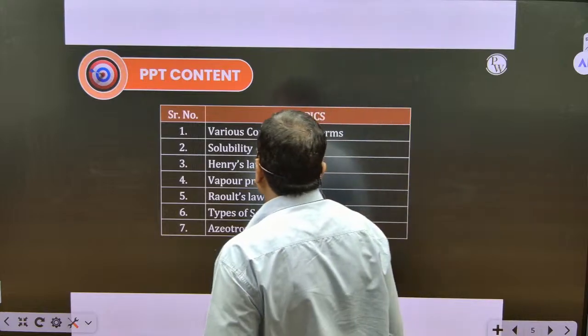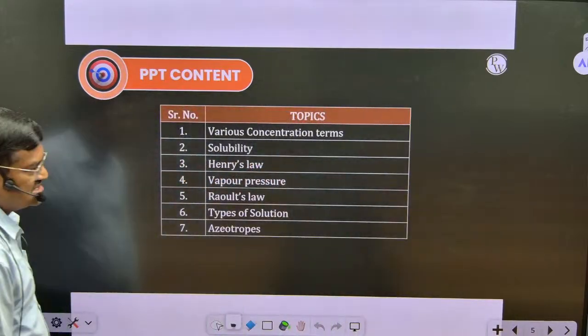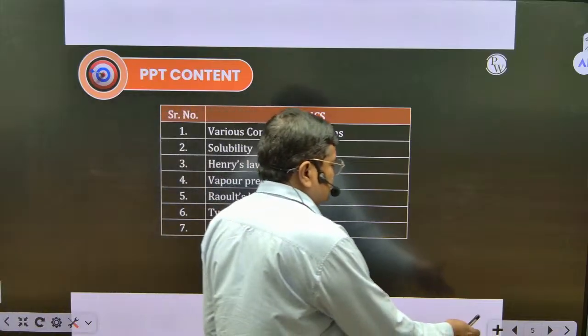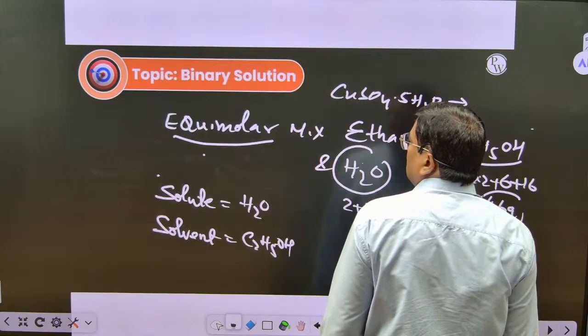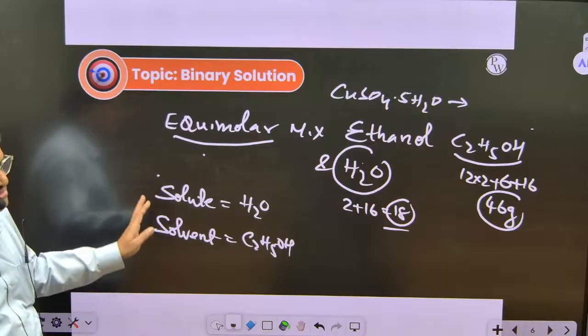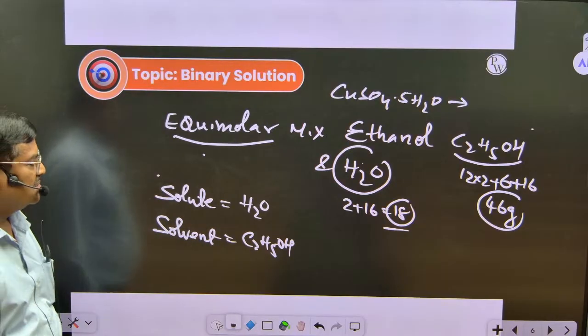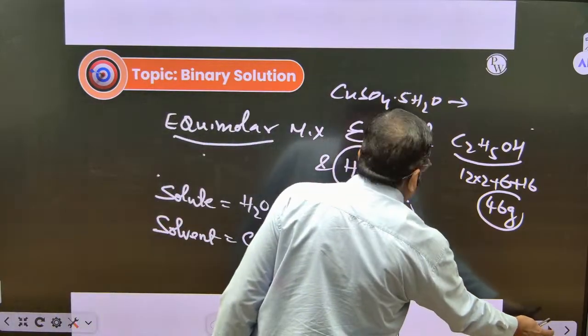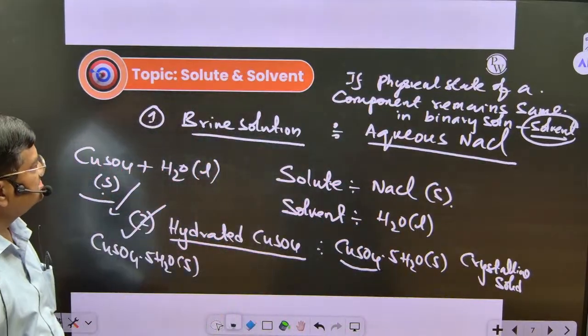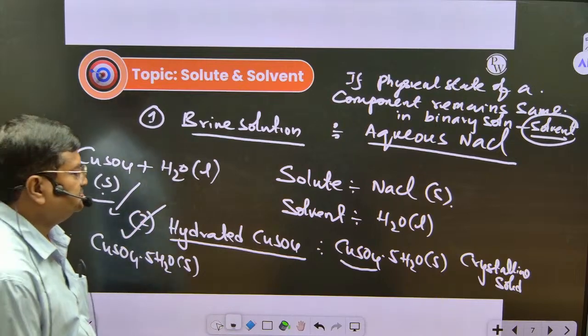Coming to next, various concentration terms we have to discuss in the coming session. Solubility, Henry's law, vapor pressure, Raoult's law, various types of solution, azeotrope. These are the subtopics in the solution chapter. Till now I started only the introduction part. Now see, binary solution, as we already discussed, is a solution made up of two components. And next is solute and solvent. Who is to be the solute? Who is to be the solvent? We discussed just now.